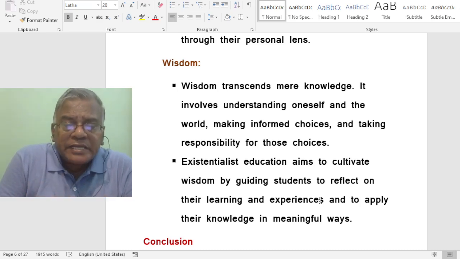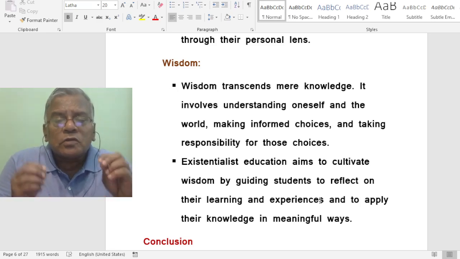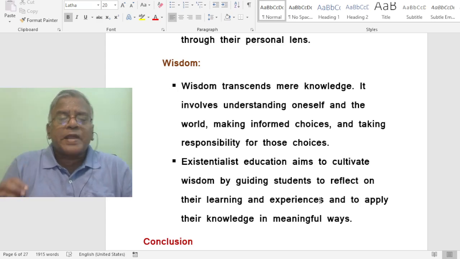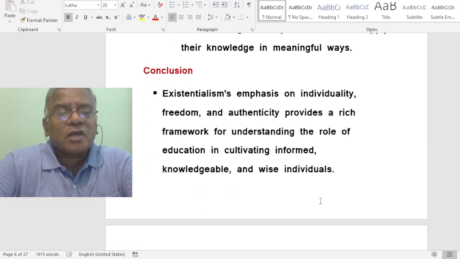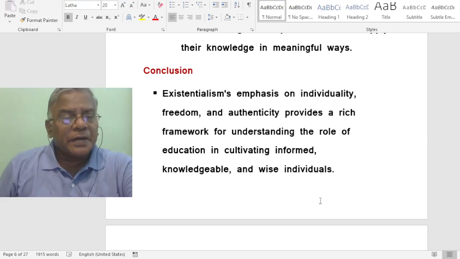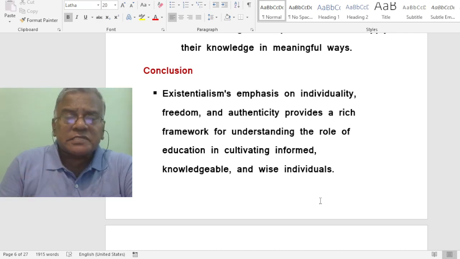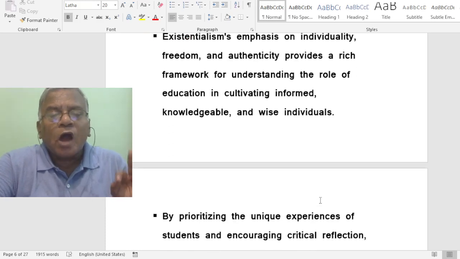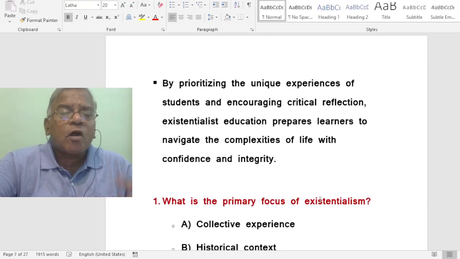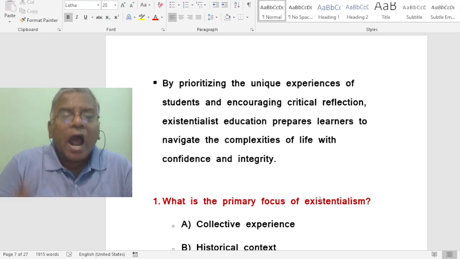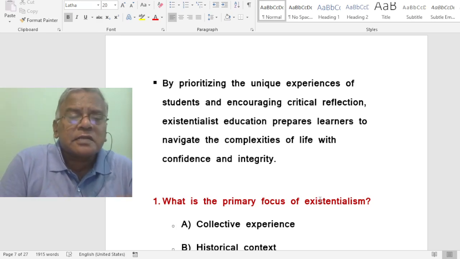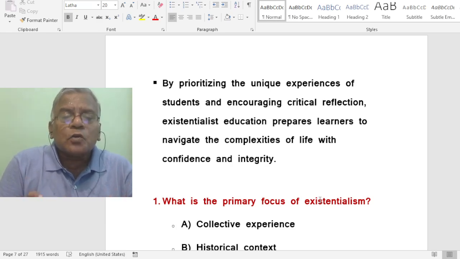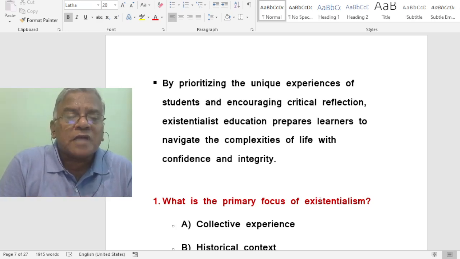Existentialist education aims to cultivate wisdom by guiding students to reflect on their learning and experiences and to apply their knowledge in meaningful ways. Let us conclude. What could be the concluding remarks on existentialism? Existentialism's emphasis on individuality, freedom and authenticity provides a rich framework for understanding the role of education in cultivating informed, knowledgeable and wise individuals. Secondly, by prioritizing the unique experiences of students and encouraging critical reflection, existentialist education prepares learners to navigate the complexities of life with confidence and integrity.